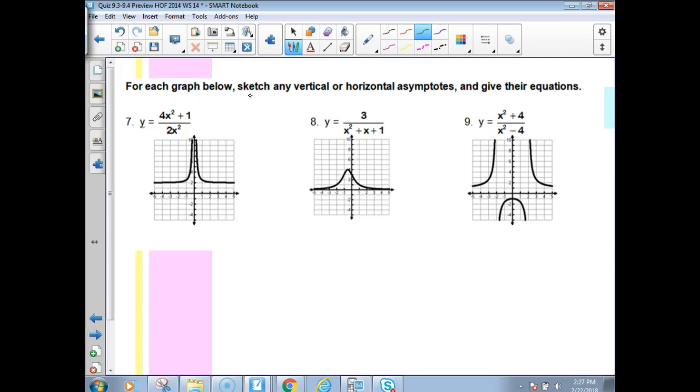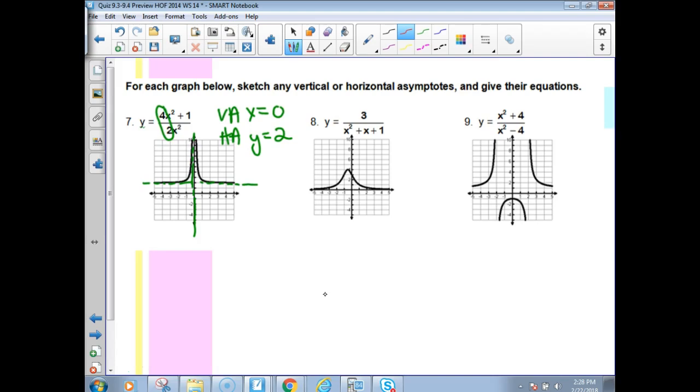On the other side, it says, for each graph below, sketch any vertical and horizontal asymptotes and give their equations. Did anybody need me to go back? I didn't mean to be too fast. Okay. This one, you can tell by the denominator, has a vertical asymptote at x equals 0. And then I'm just going to draw it in on the picture. I can tell the horizontal asymptote because I look at the weight of the numerator and denominator. They're equal weight, so I do 4 over 2, which is y equals 2. And that's where it is on the picture.